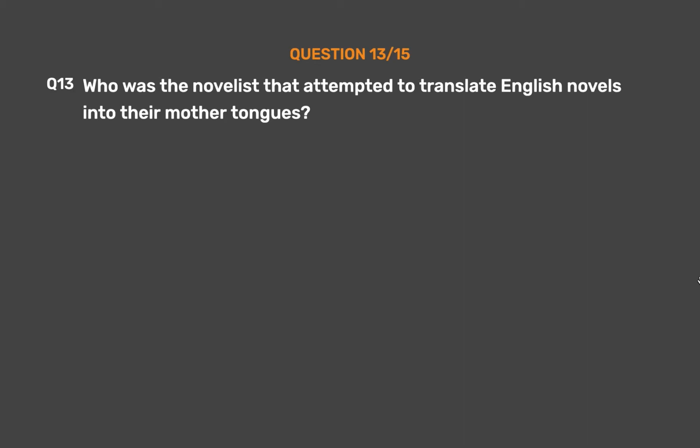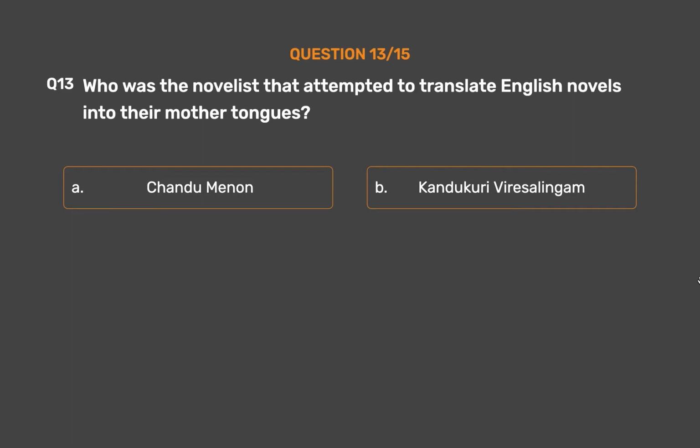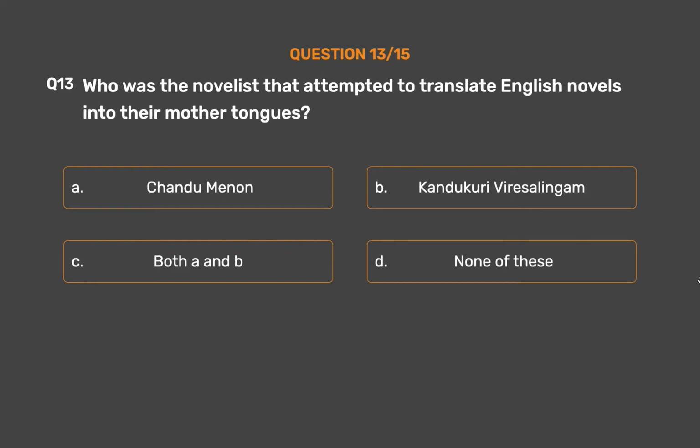Question number 13. Who was the novelist that attempted to translate English novels into their mother tongues? Option A. Chandu Menon. Option B. Kandakuri Veerashalingam. Option C. Both A and B. Option D. None of these.